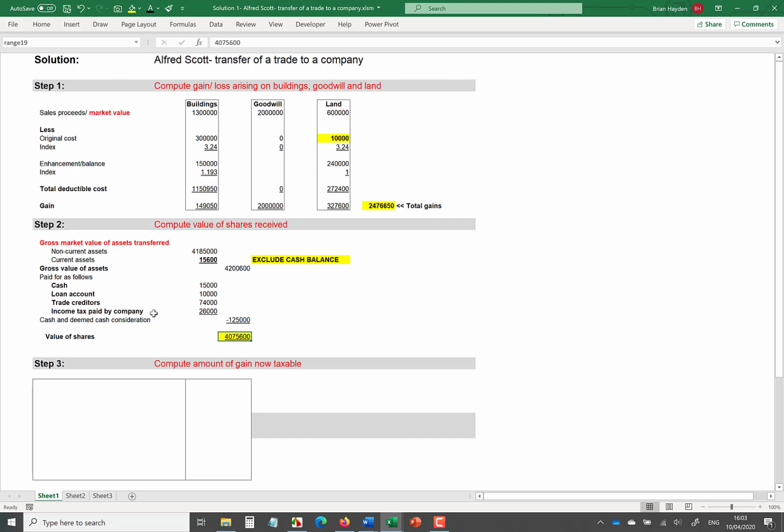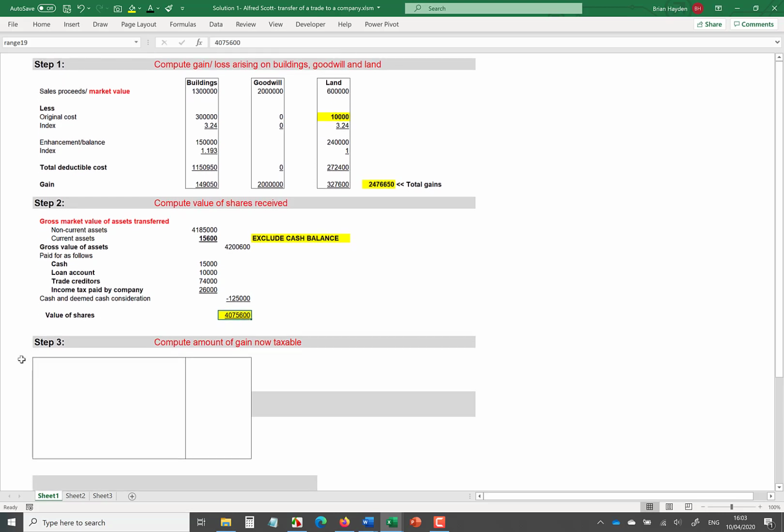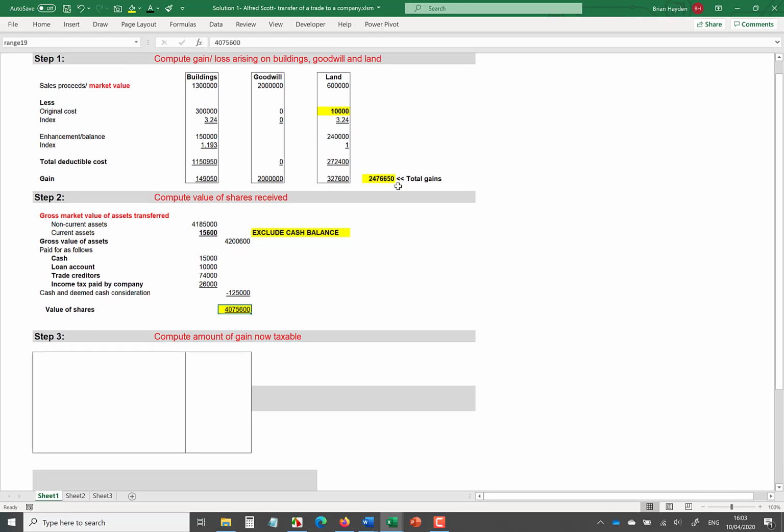So that's going to help reduce the amount of tax that Alfred will need to pay on this particular transaction. The fact that he received something other than shares, the cash, the loan account and the income tax being paid on the suppliers will have a negative impact on the tax bill for him. Okay, so we have total gains of 2,476,650. We know the value of the shares is 4,075,600.